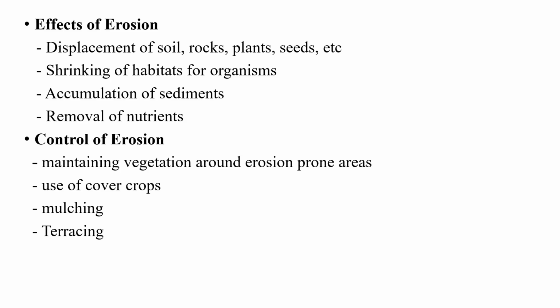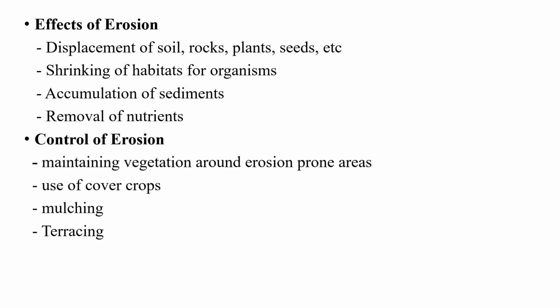Then we have the next one, which is how do we control erosion? The first one I have here is by maintaining vegetation around erosion prone areas. So the moment we know that this is an area that is prone to erosion, where erosion can actually take place, then we try to make sure that that particular place is constantly being covered by vegetation.